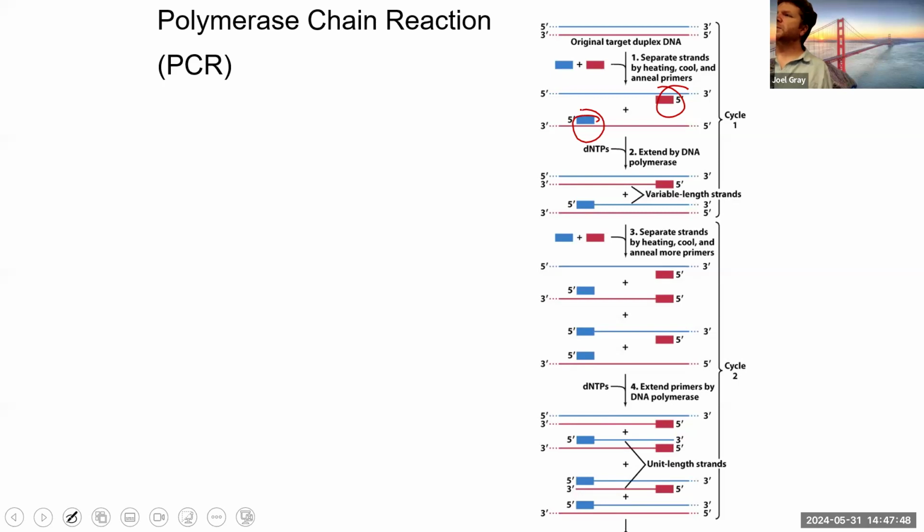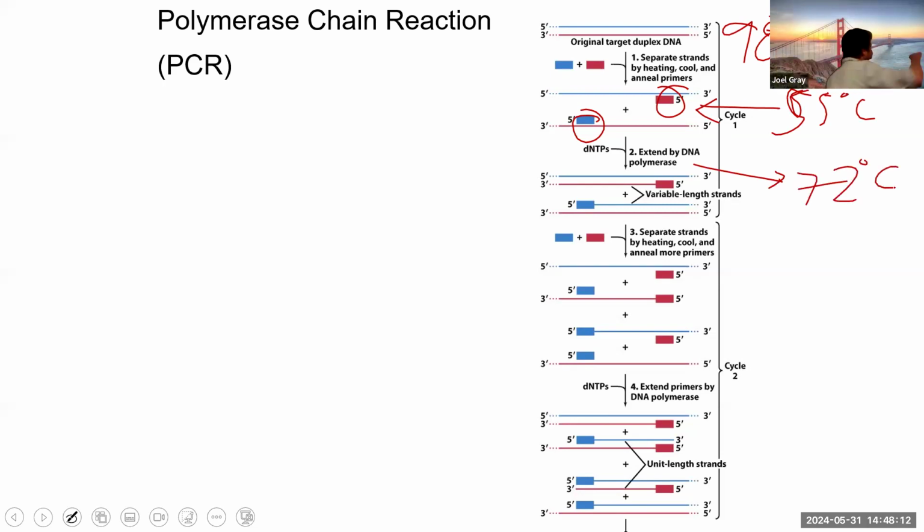So the heating takes place at approximately 98 degrees Celsius. The cooling, where the annealing takes place, where my new oligonucleotide primers bind, is going to be at approximately 55 degrees Celsius. And then my DNA polymerase is going to go to work at approximately 72 degrees Celsius. So I'm going to cycle between these temperatures. That's cycle number one. Then I'm going to kind of rinse and repeat.